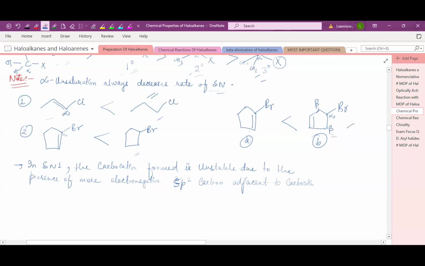But here when you check this compound, this is the alpha position and this is the beta. And between the alpha and beta, there is an unsaturation. So that's why this unsaturation decreases the rate of nucleophilic reaction.